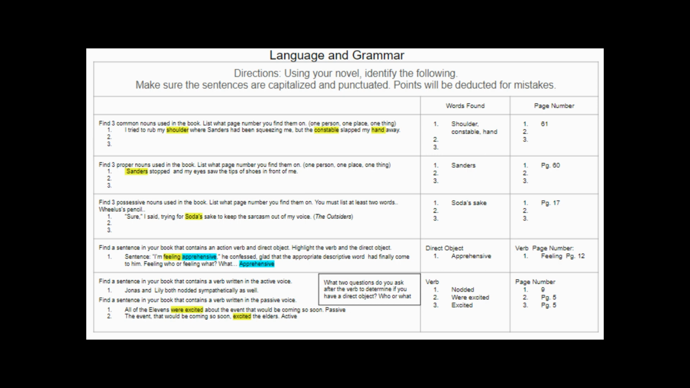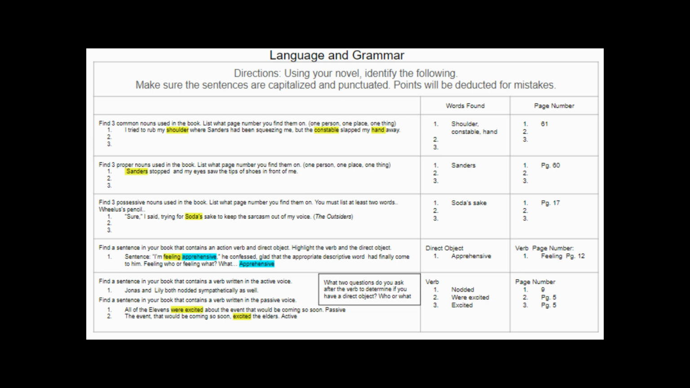Find a sentence in your book that contains a verb written in the passive voice. "All of the 11s were excited about the event that would be coming soon." Now, we have learned over the last 2 weeks that a passive verb has to have a linking verb and a past participle ending in ed or en. Okay? This is passive. Now, I took it a step further and wrote it back in the active voice. "The event that would be coming so soon excited the elders." Okay, you have to identify your verb, and you have to tell me what page you found this on.